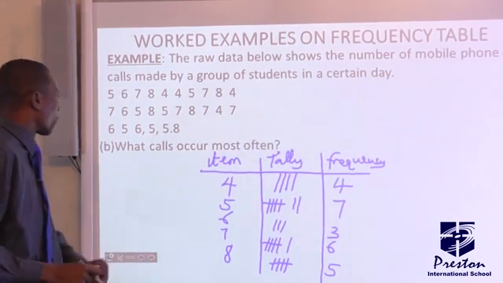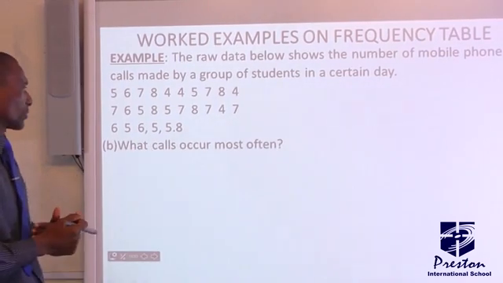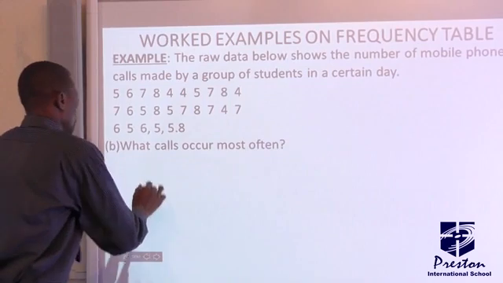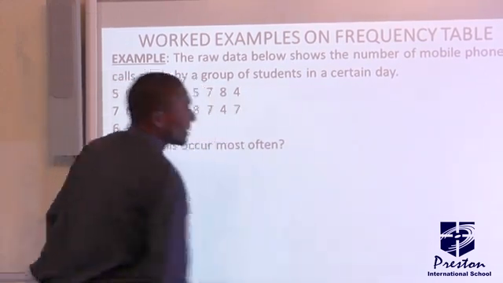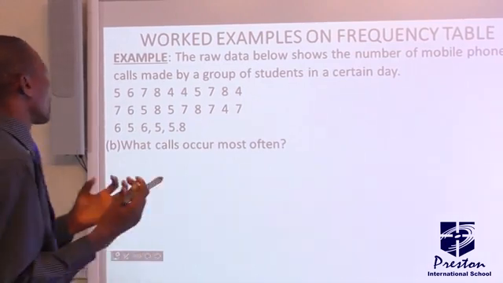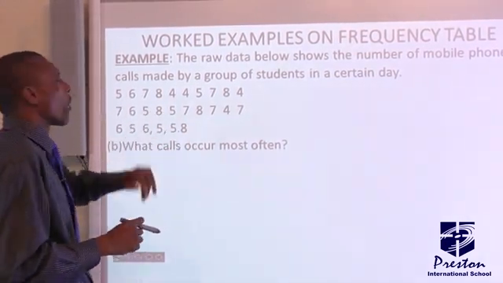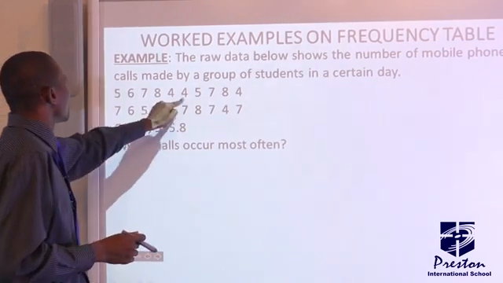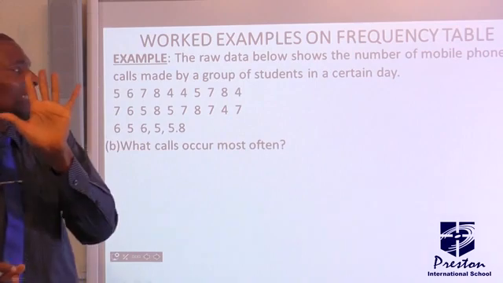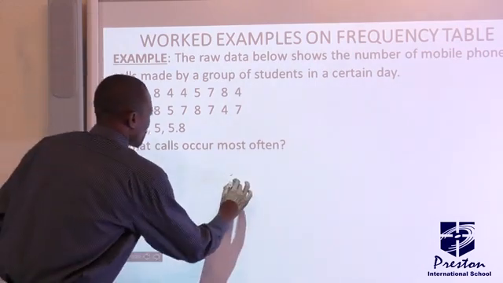Now let's go to the second question. Still on the same example, it says what calls occur most often? It's simply telling us the call with the highest frequency. It means which call occurs the most here. 1, 2, 3, 4, 5, 6, 7. 5 appears 7 times. Definitely, the call with the highest frequency is 5 calls.